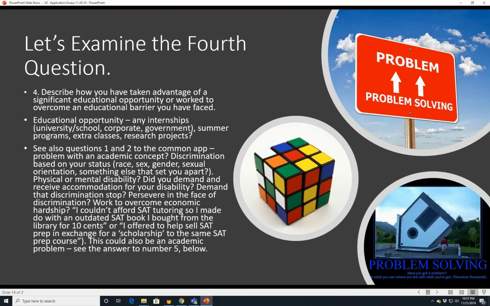Could be discrimination that's legal. Maybe you're short. Maybe there's something about you that just wasn't very visually attractive to other people. Maybe people didn't like that you were good at academics. Well, how did you overcome that? Did you work to overcome economic hardships? I couldn't afford SAT tutoring, so I made do with an outdated SAT book I bought from the library for 10 cents, or I offered to help sell SAT prep in exchange for a scholarship to the same SAT prep course. This could also be an academic problem, so you can see the answer to number 5 below.